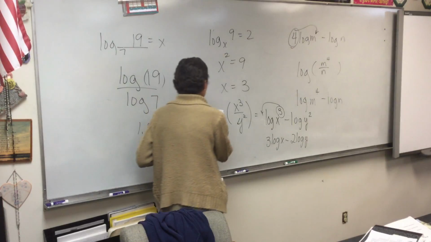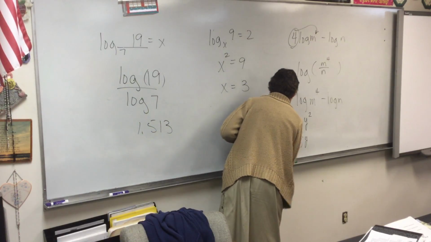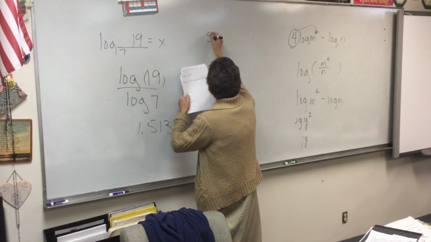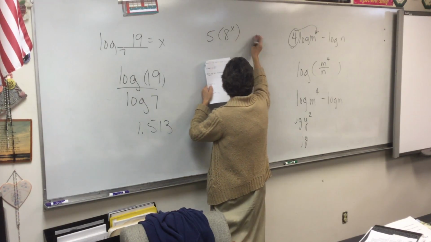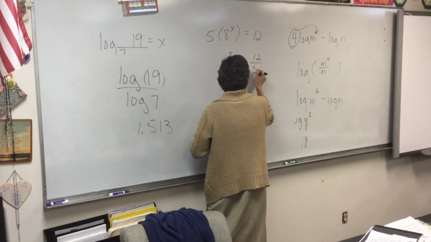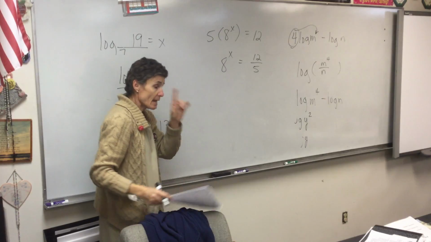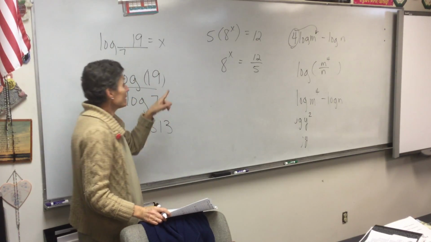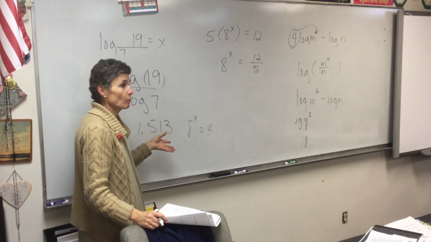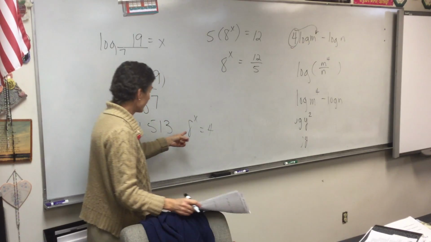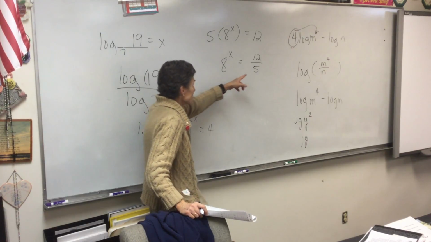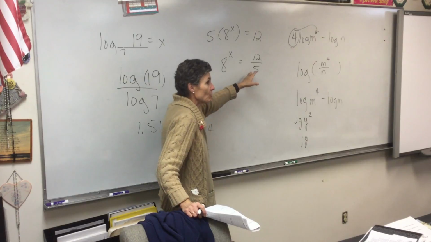All right, how about the second problem? Any thoughts on that? What'd you say? Divide by 5. Yes, indeed. We want to divide by 5. Very good. So 8 to the x equals 12/5. Now, if this said 8 to the x equals 4, I could do that problem without a calculator, because I could turn both of these into 2's, but this is too weird of a number. How do I do this now?